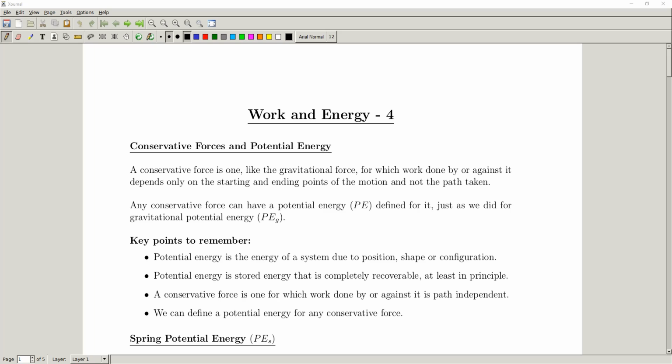Okay, so a conservative force is one like the gravitational force, for which the work done by it or against it depends only on the starting and ending positions of the motion, right? So it's not path dependent, and any conservative force can have a potential energy defined for it, just as we did for the gravitational potential energy, right?